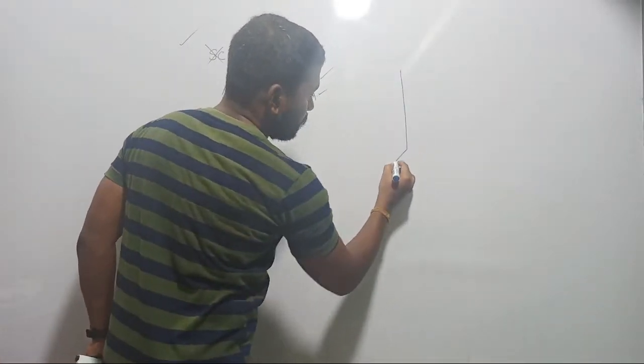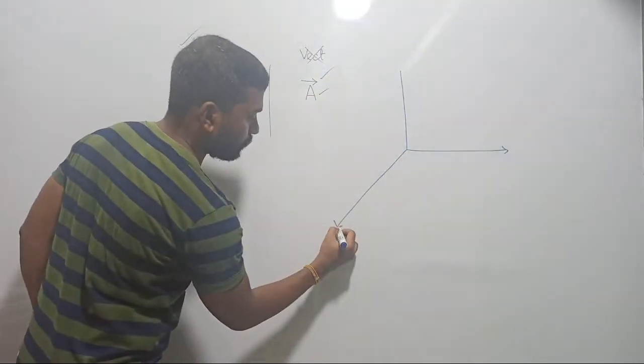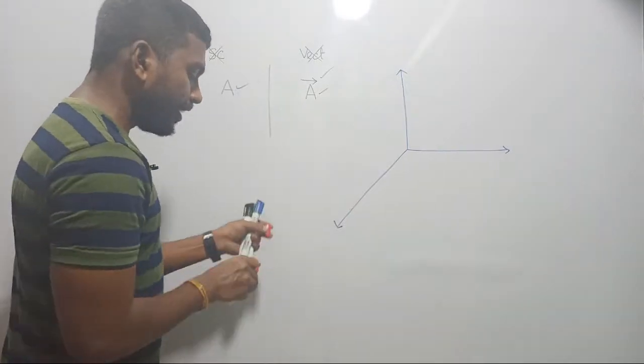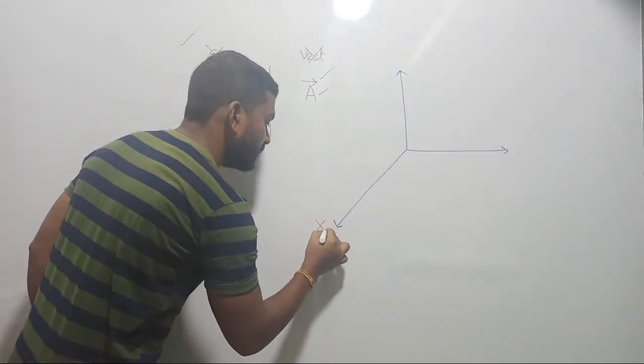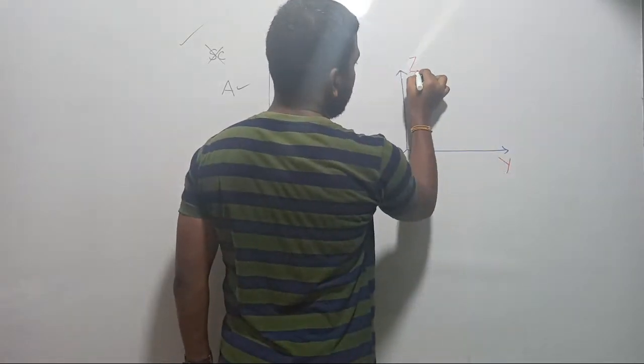3 coordinates means what? It has 3 axes, that's all, don't think too much. 3 coordinates means it has 3 axes. Now I would like to define the 3 coordinates. This is the x coordinate, this is called the y coordinate, and this is called the z coordinate.